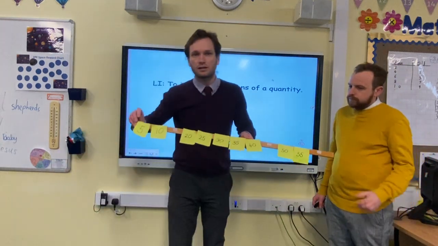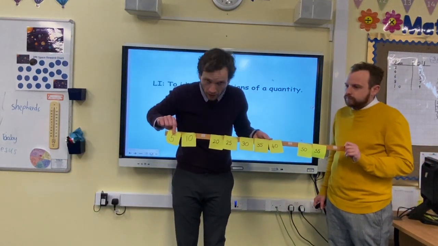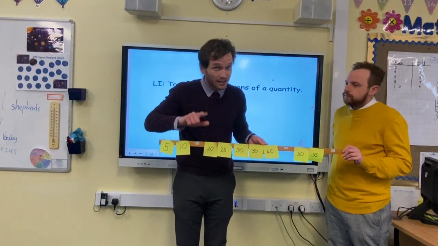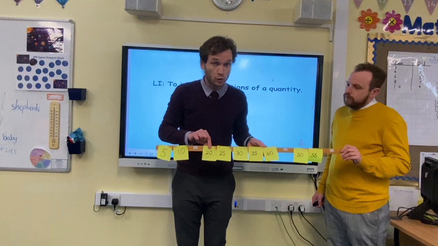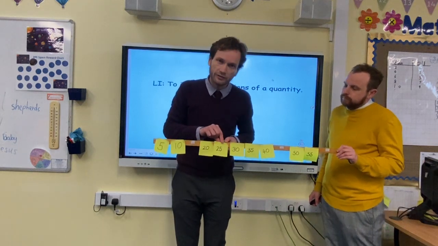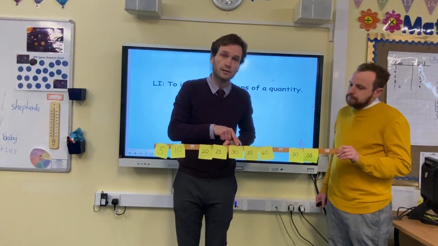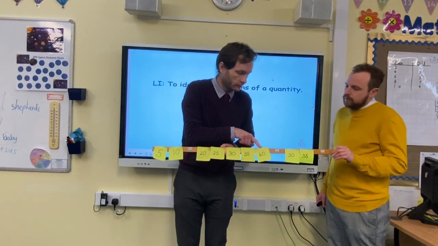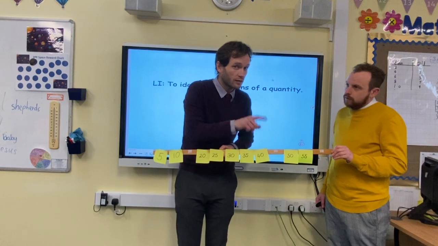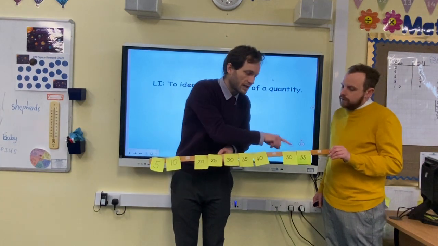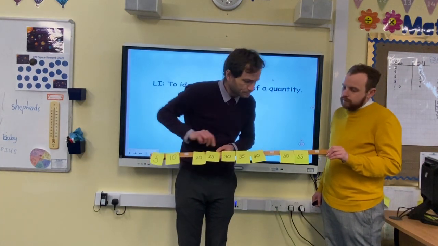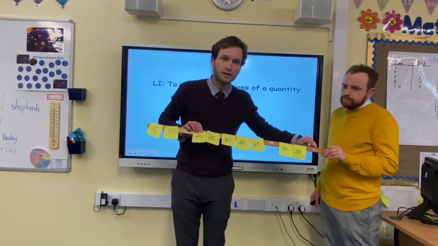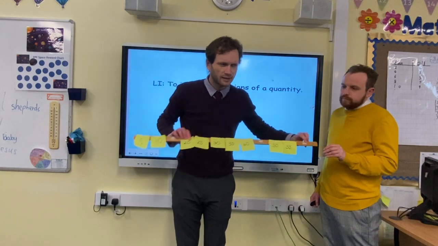Let's get started. Okay, 1 times 5 is 5, 2 times 5 is 10, 3 times 5 is 15, 4 times 5 is 20, 5 times 5 is 25, 6 times 5 is 30, 7 times 5 is 35, 8 times 5 is 40, 9 times 5 is 45, 10 times 5 is 50, 11 times 5 is 55, 12 times 5 is 60. Did I say that wrong earlier?